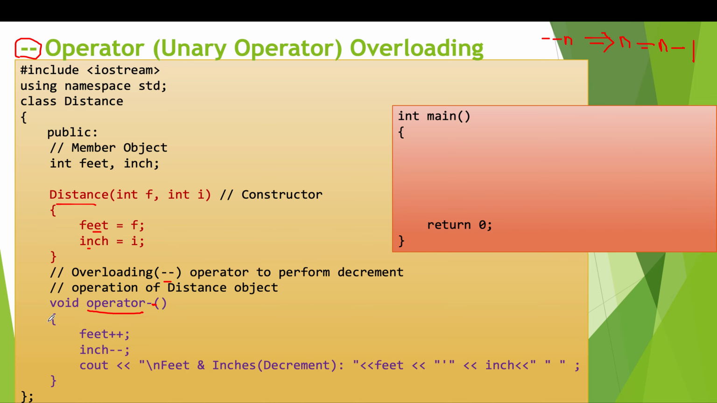Now we are going to write the definition of this operator overloading function. In the definition, what we are saying is that this function will increment the value of feet by 1 and decrement the value of inch by 1. After that it is going to print the current changed value of feet and the changed value of inch.